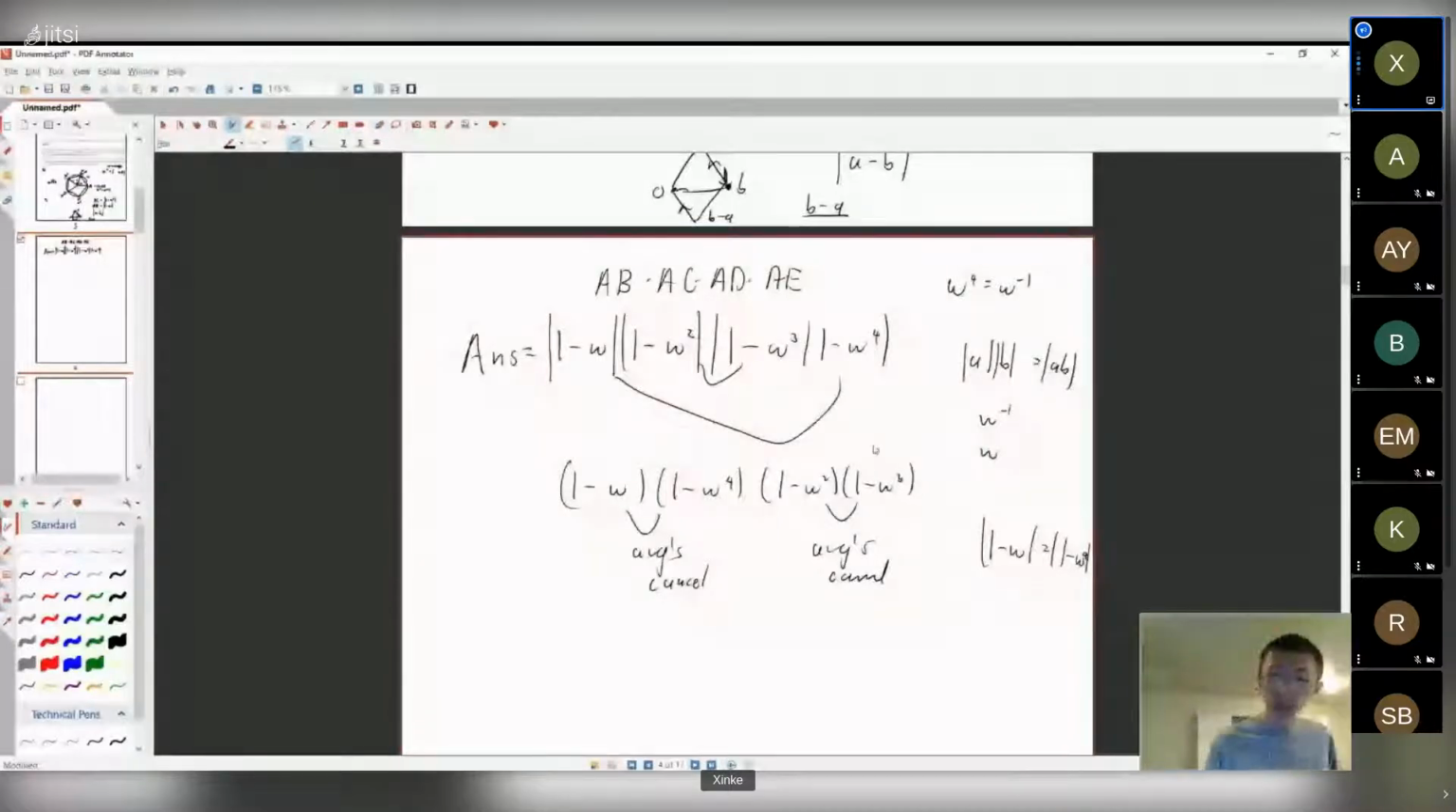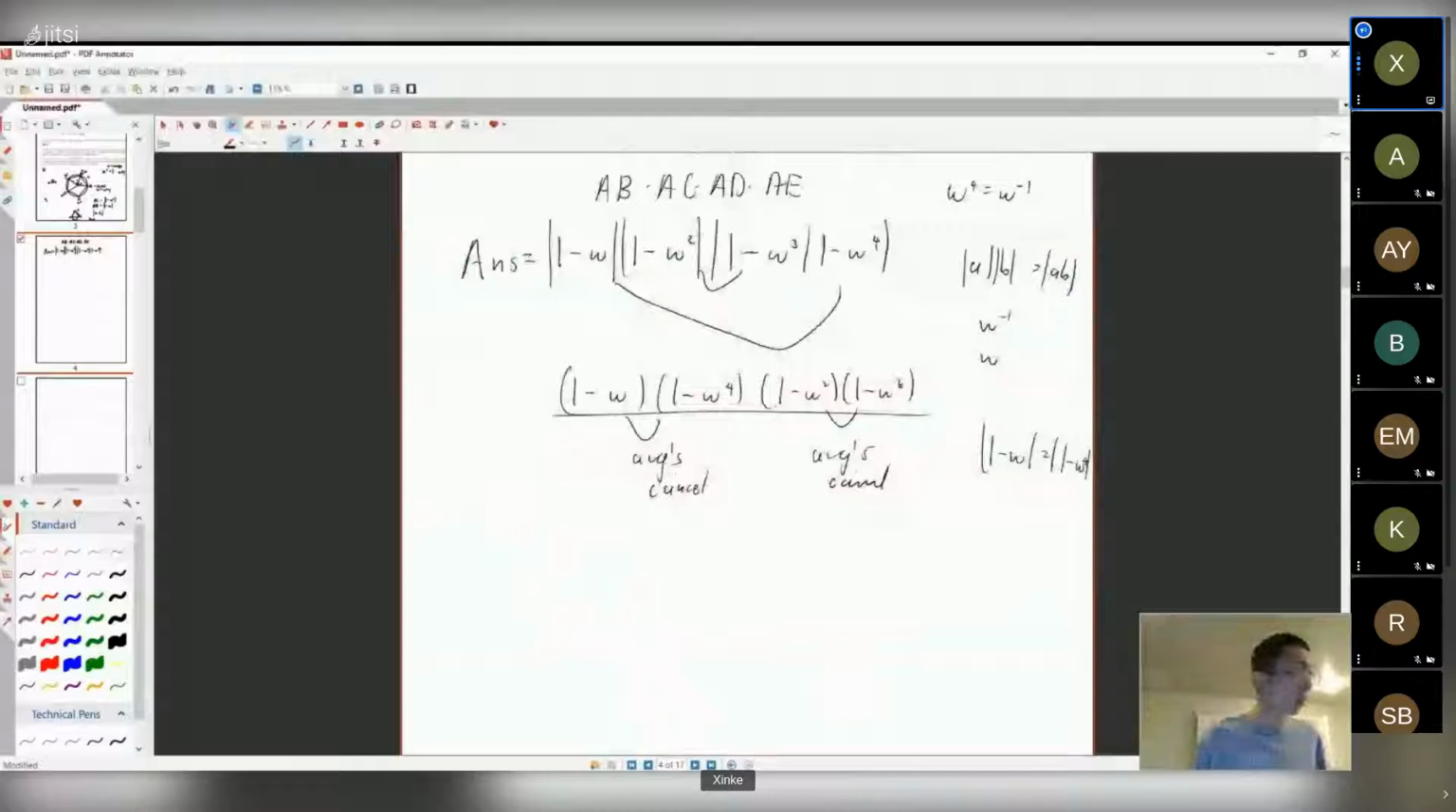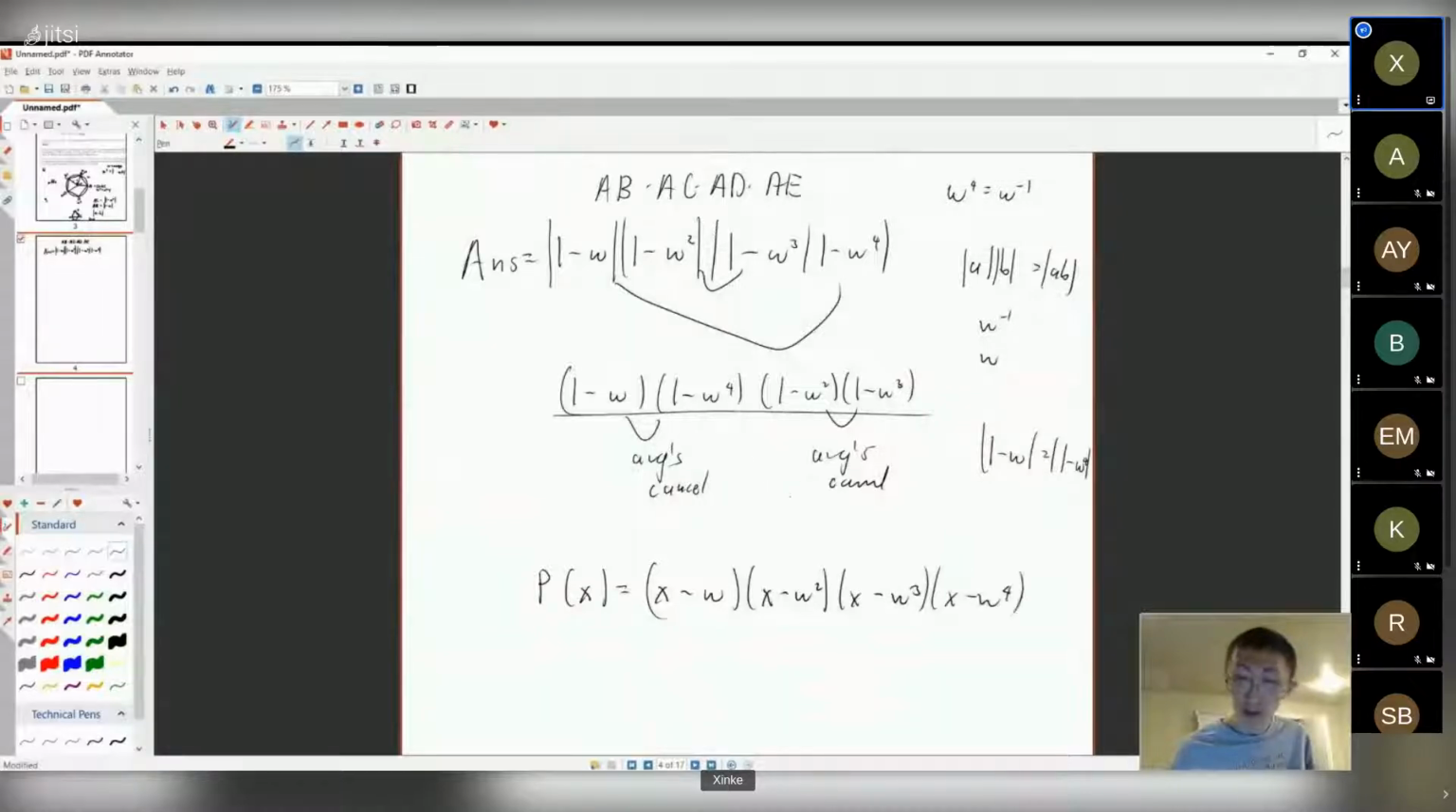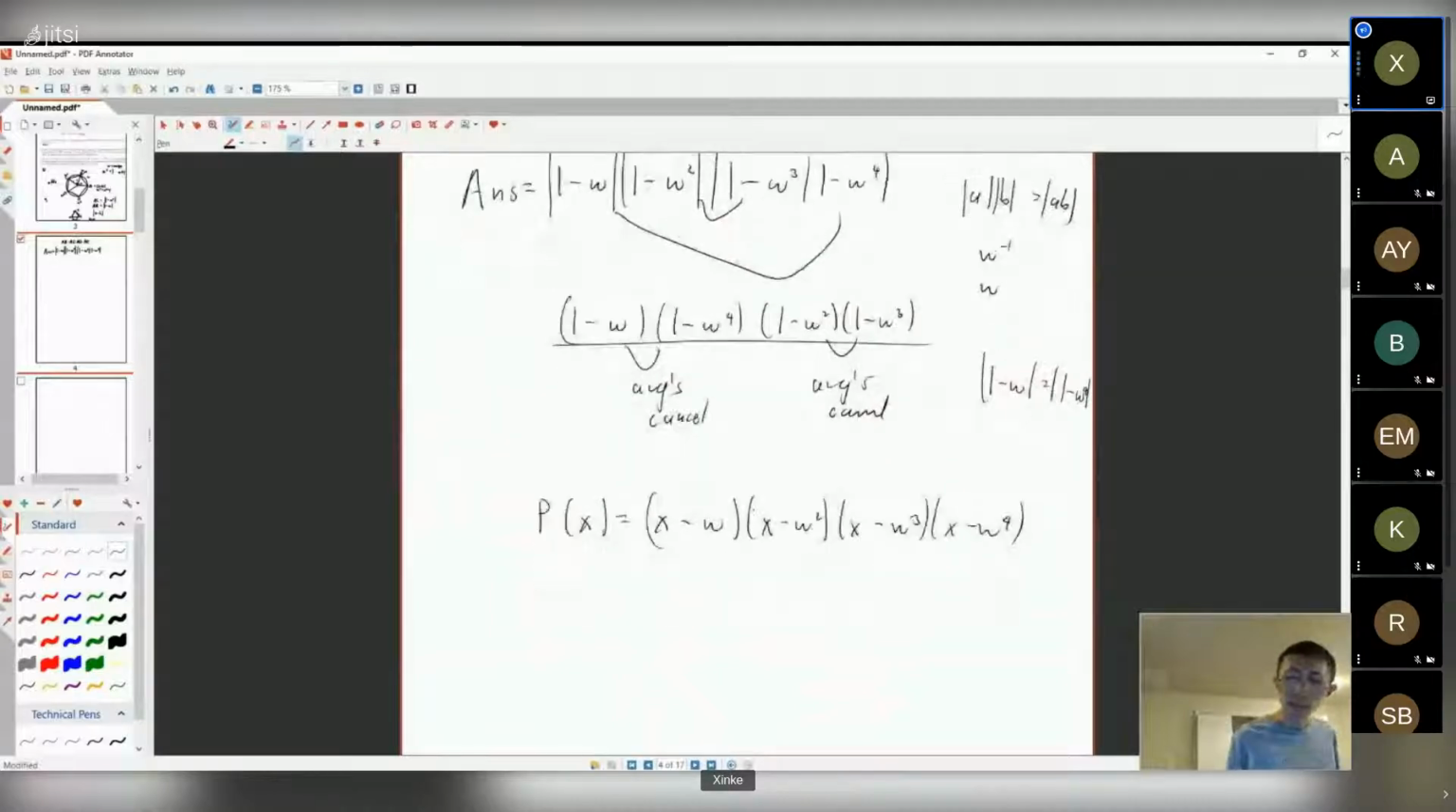So, this looks like the roots of some polynomial, right? So it looks like we're plugging in 1 into something. So let's say we have a polynomial p of x, right? So I'll just say it's x minus omega squared, and so on. So we want to find p of 1, right? But what happens if I multiply this out, right?